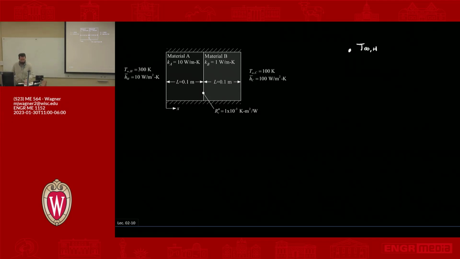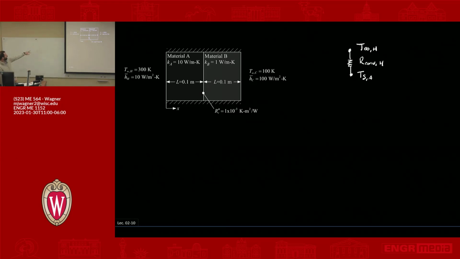Then we have convection between that temperature and the surface of material A. So we're going to draw a resistance between that temperature and surface A. We'll call this T surface for material A, and label this resistance R convection on the hot side. We could actually calculate its value. We know the resistance for convection is 1 over h bar A.